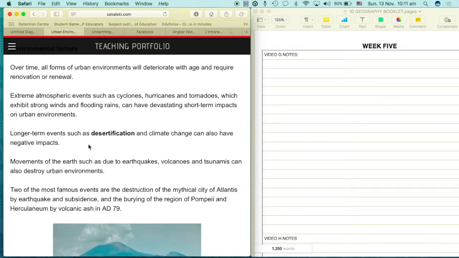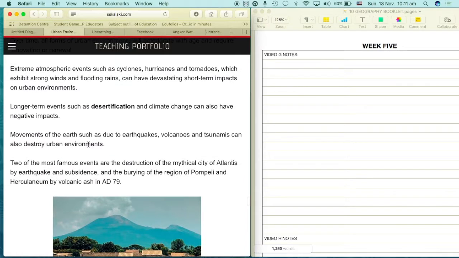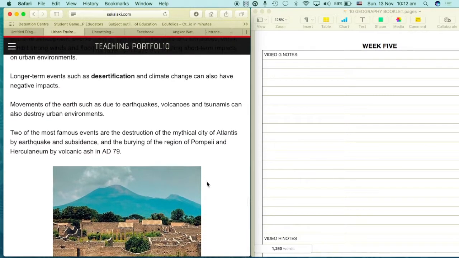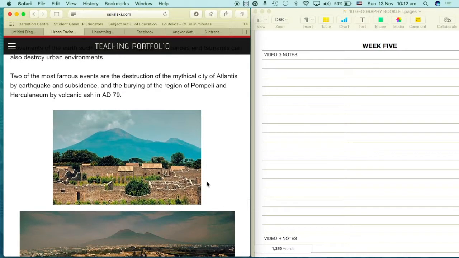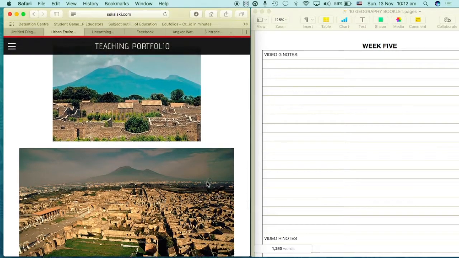Long-term events such as desertification and climate change can also have negative impacts. Movements of the earth, such as due to earthquakes, volcanoes and tsunamis, can also destroy urban environments. Two of the most famous events are the destruction of the mythical city of Atlantis by earthquake and subsidence, which is sinking, and the burying of the region of Pompeii and Herculaneum by volcanic ash in AD 79.